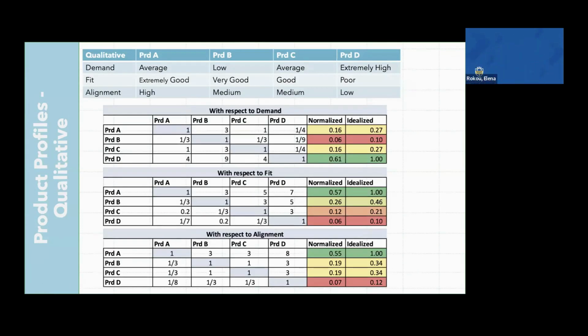Now, these are the qualitative data that we have: demand, fit, and alignment. You know, demand could also be quantitative, but we didn't have enough information about the new product that we want to add to make it fully quantitative. So products A, B, and C are already there. I know the demand. What we don't know is the demand that corresponds to product D, the new one.